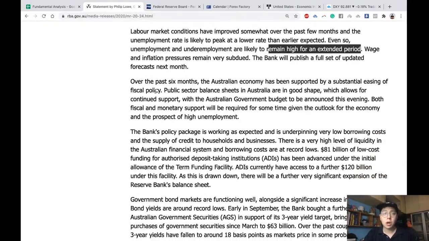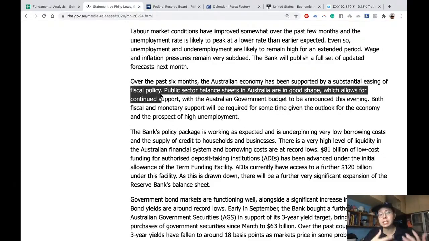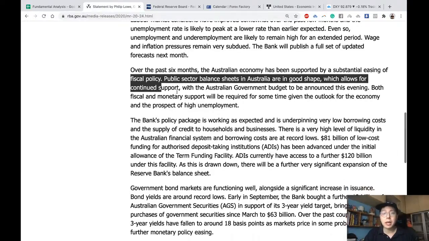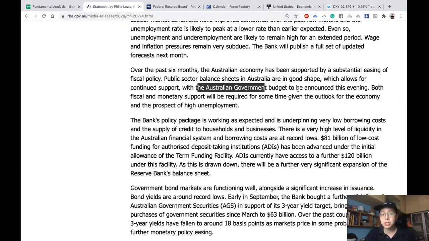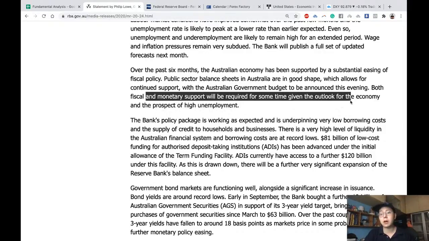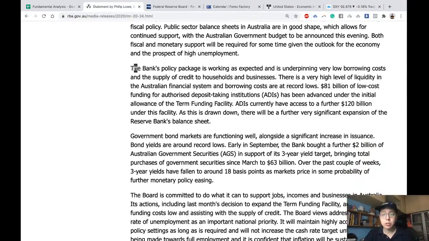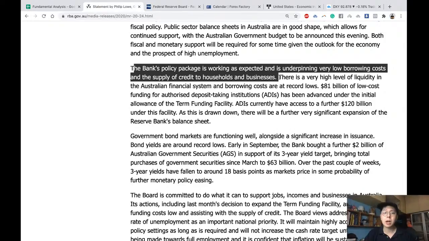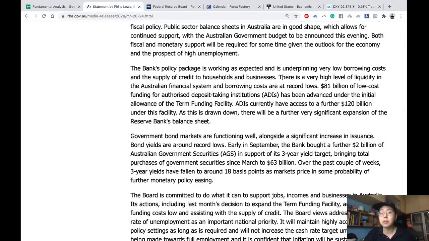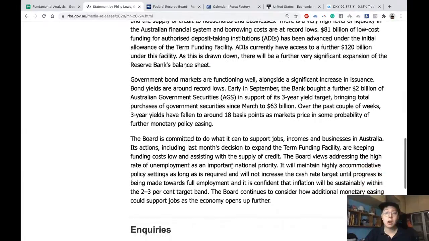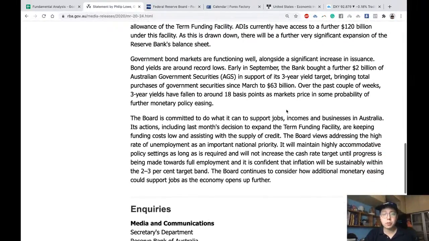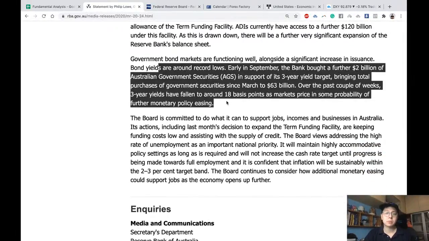Again, you see this keyword here, easing of fiscal policy. So again, easing policy. They are printing money, they are lowering interest rates. And they say here that with the Australian government budget to be announced, both fiscal and monetary support will be required to help the economy. If you continue reading over here, this part is just talking about how the banks are doing all these things, and again, nothing much.